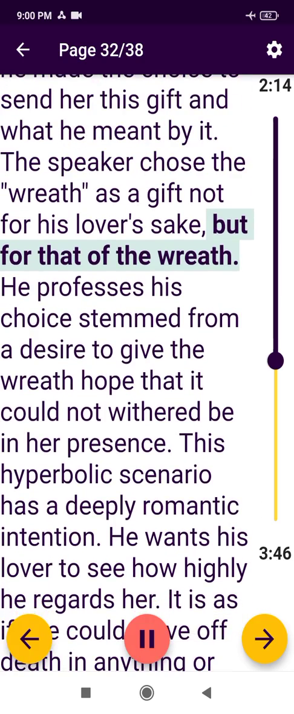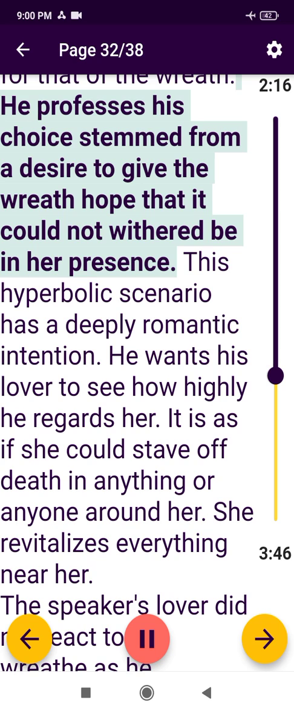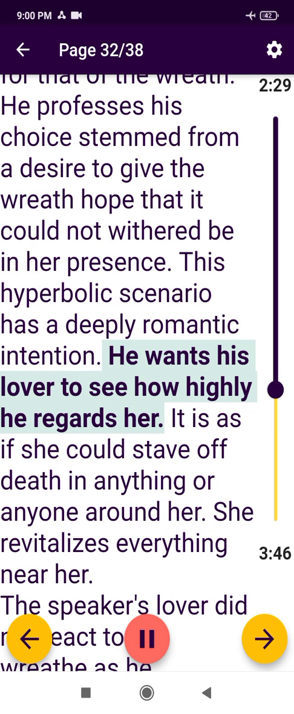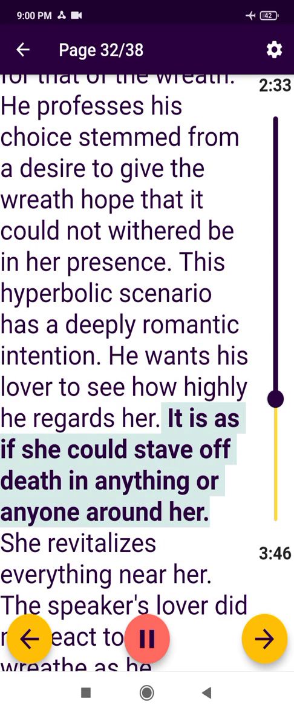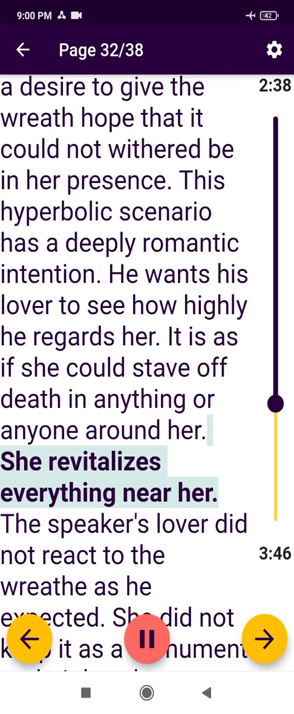The speaker chose the wreath as a gift not for his lover's sake, but for that of the wreath. He prefaces that his choice stemmed from a desire to give the wreath hope that it could not withered be in her presence. This hyperbolic scenario has a deeply romantic intention. He wants his lover to see how highly he regards her. It is as if she could stave off death in anything, or anyone around her. She revitalizes everything near her.